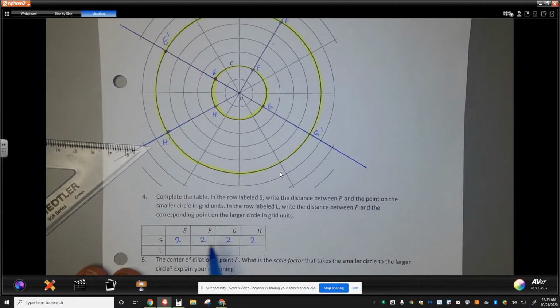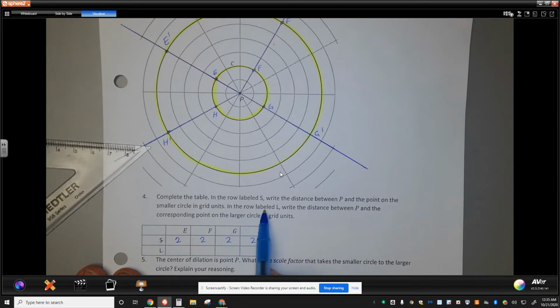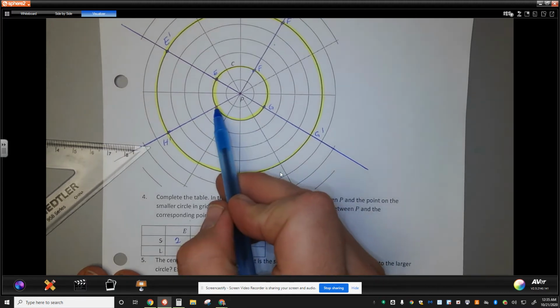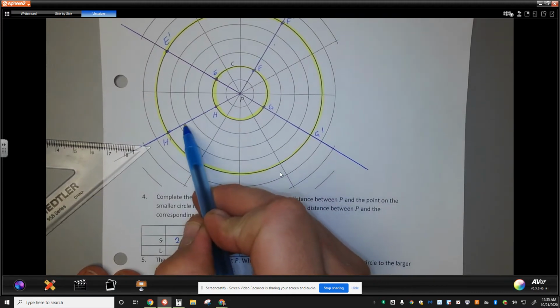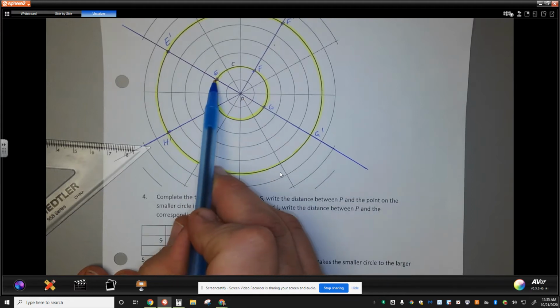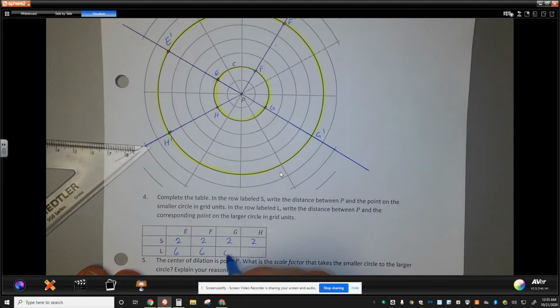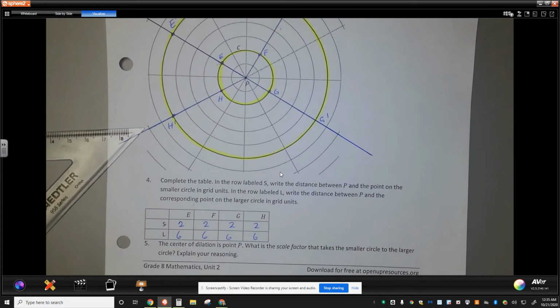When we talk about L, in the row labeled L, write the distance between P and the corresponding point on the larger circle. We're going to go out a little bit further. We know here's 2, 3, 4, 5, 6. We see the relationship all the way around on each of these. So we have 6, 6, 6, 6, 4 times there. The center of dilation is point P. What is the scale factor that takes the smaller circle to the larger circle? Explain your reasoning.